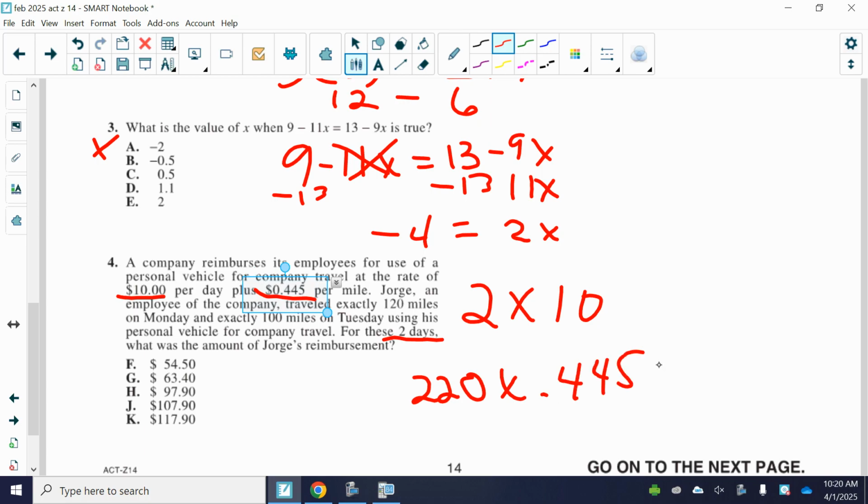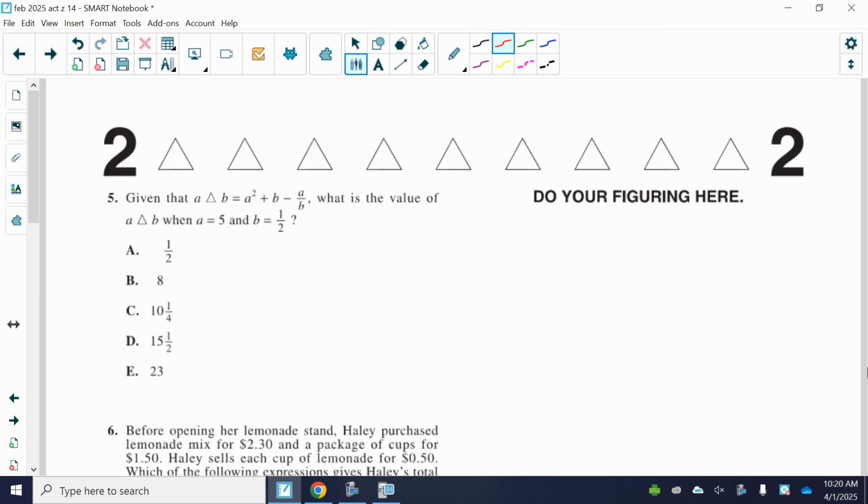So I'm not going to switch over to the calculator. You can do this. It's 2 times 10, which is 20, and 220 times 0.445, and you add those together, and the cost of the car is K rather, 117.90. Going all right for y'all? Excellent. This is another crazy way to ask STO.